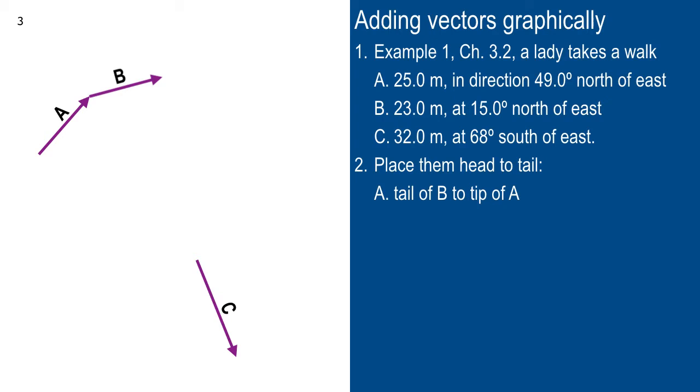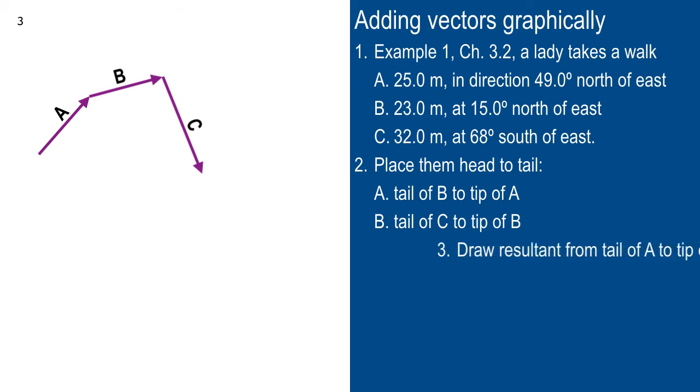Now you take your third one, vector C, and get the tail of vector C up to the tip of vector B. If that's all your displacements, all three legs of your walk, then you're ready to complete the task. And that is to draw the resultant vector from the tail of A to the tip of C. All right, tip of the last one. All right, so here it is.